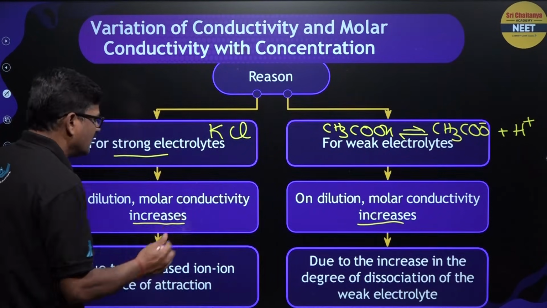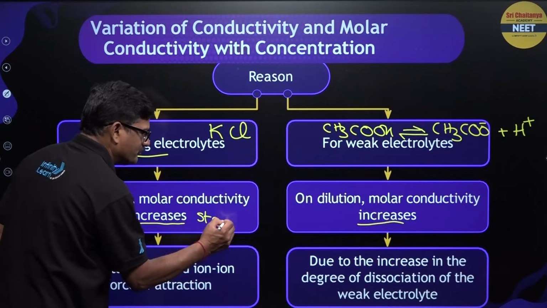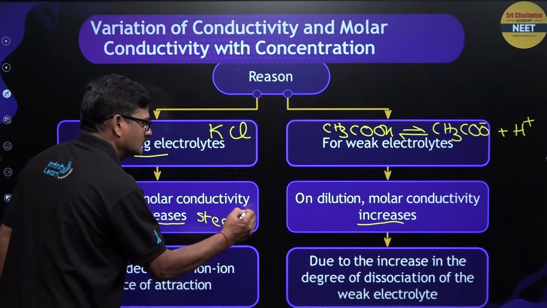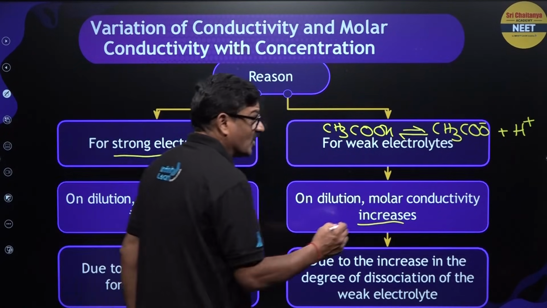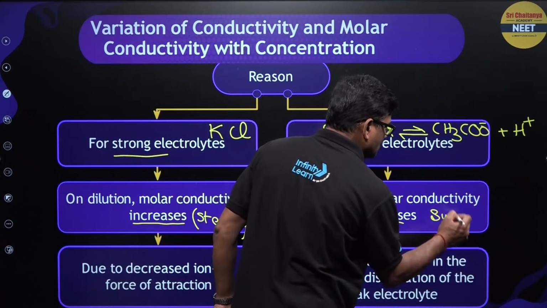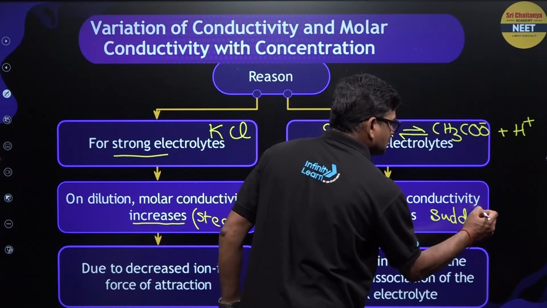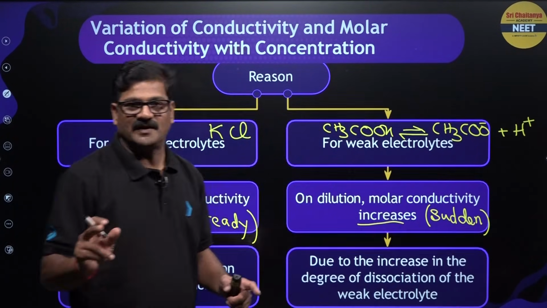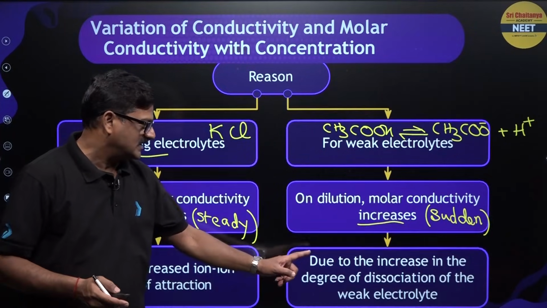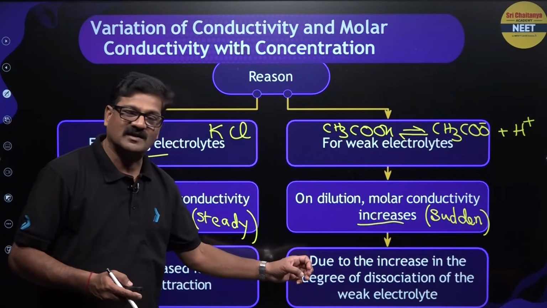I want to say it increases steadily, and it increases suddenly. So that is the difference. So due to the increase in the degree of dissociation of a weak electrolyte, it increases.